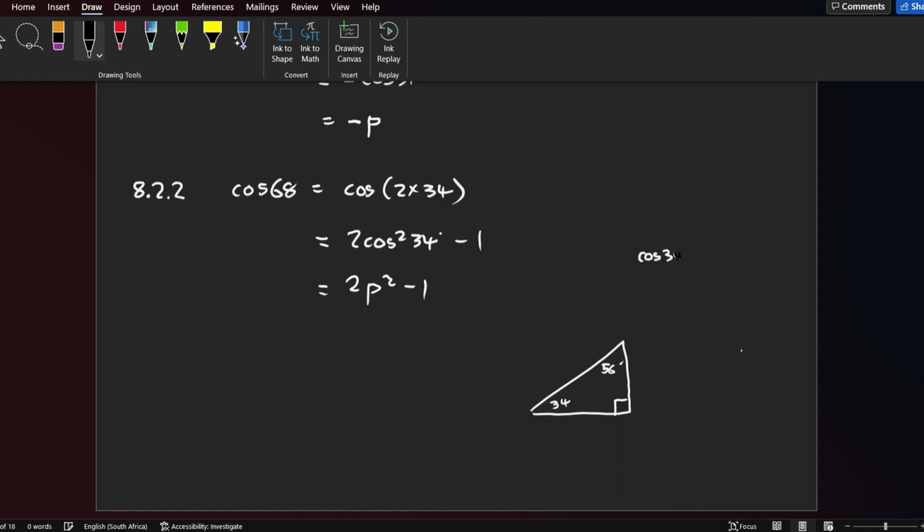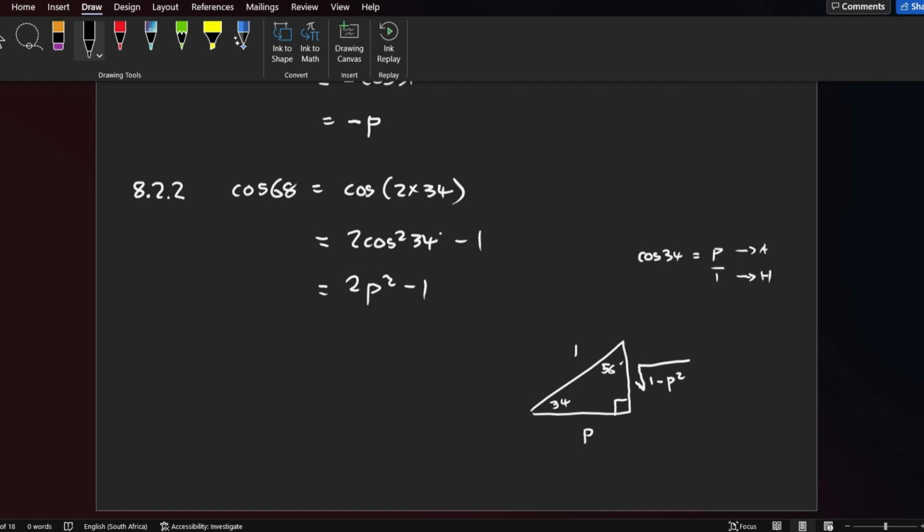adjacent all over hypotenuse. So we know p is the adjacent side, and we know that there is a 1 there. We can always divide it by 1 because it doesn't change anything. That will be our hypotenuse. So our hypotenuse will be 1. Our adjacent side, remember in relation to the angle 34, is p. And completing our opposite side in terms of that angle, we can use Pythagoras, and we will get that to be the square root of 1 minus p squared.